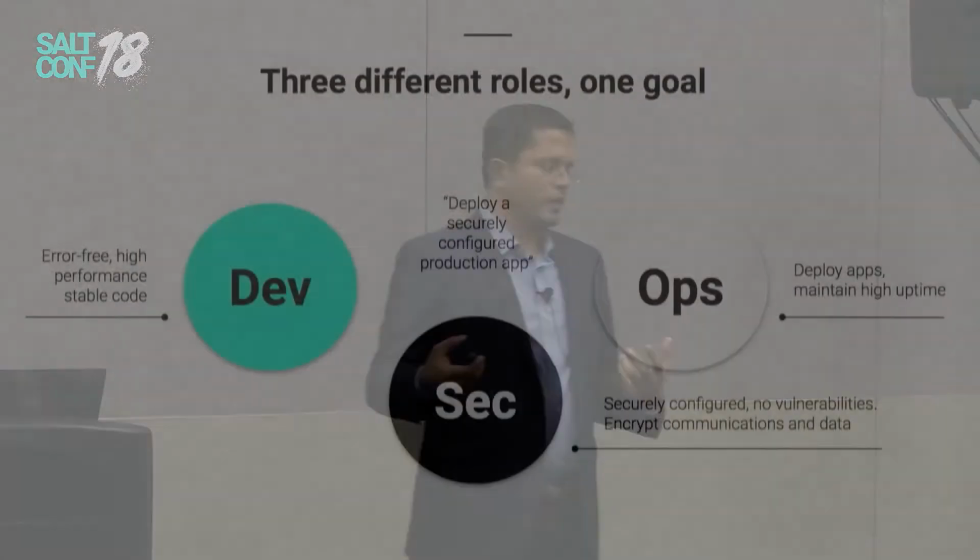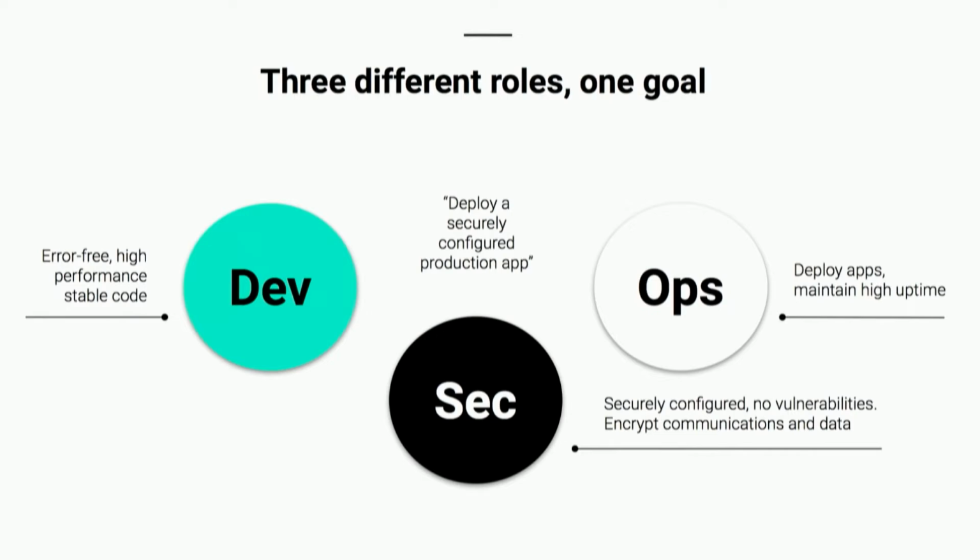And in an ideal world, you would imagine all these three roles are equal partners to accomplish this goal. Dev does their part, ops does their part, security does their part, and there is a lot of collaboration that goes on to get to a point where you deploy an application. There are no vulnerabilities, no configuration issues, and so on and so forth.